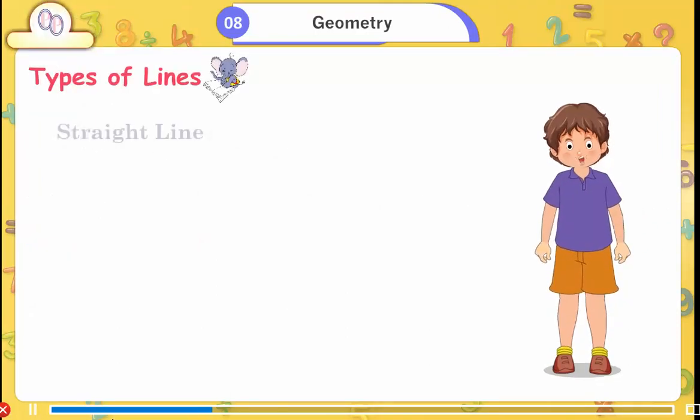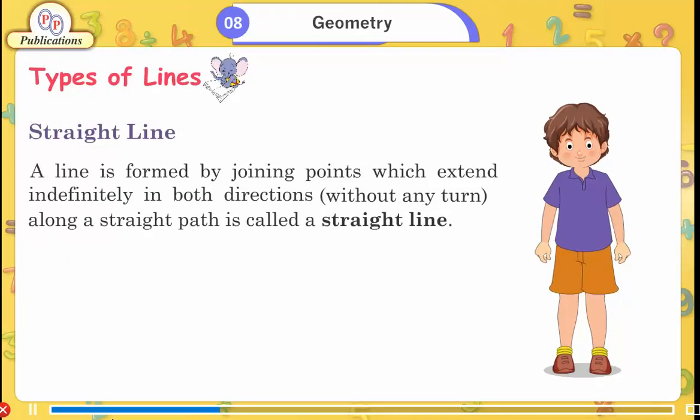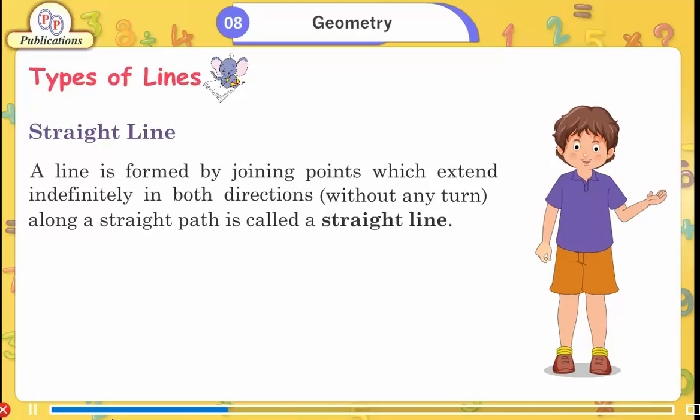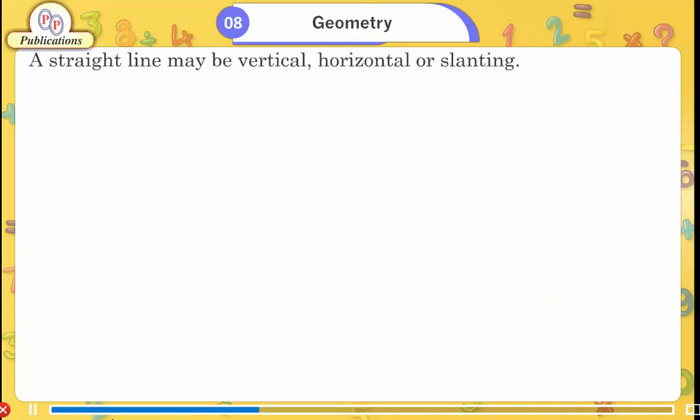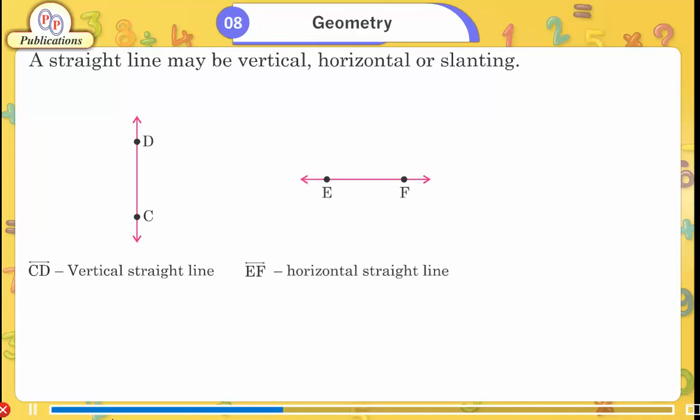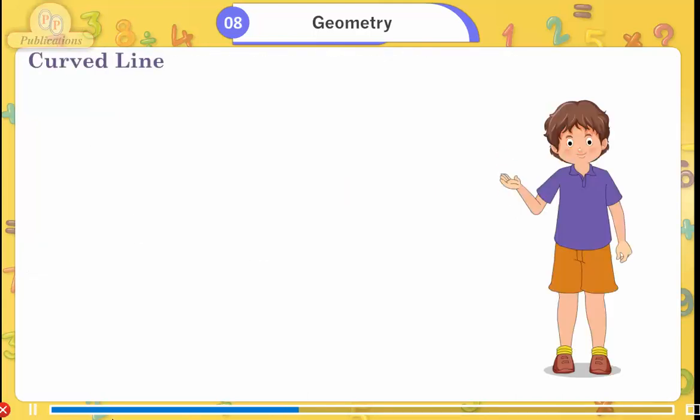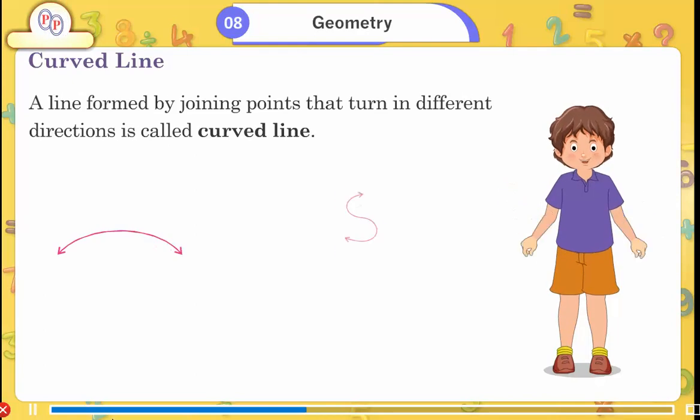Types of lines. Straight line. A line formed by joining points which extend indefinitely in both directions without any turn along a straight path is called a straight line. A straight line may be vertical, horizontal or slanting. CD, vertical straight line. EF, horizontal straight line. GH, slanted straight line. Curved line. A line formed by joining points that turn in different directions is called a curved line.